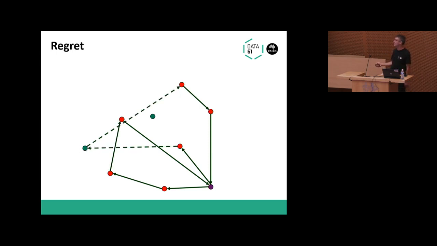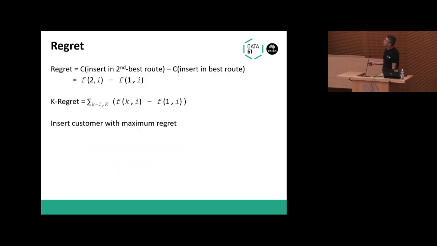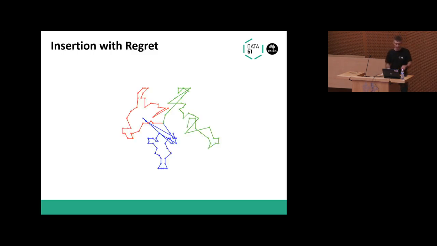And I call the difference between those two possible solutions the regret. So it's the difference between the cost to insert in the second best route and the best route. And then you can expand that to k-regret, where 3-regret looks at 3 different routes, 4-regret is 4 routes. And then I'm going to insert the customer with the maximum regret, but I'm still going to insert them in the position that increases the cost by the least. And so how does insertion by regret go?